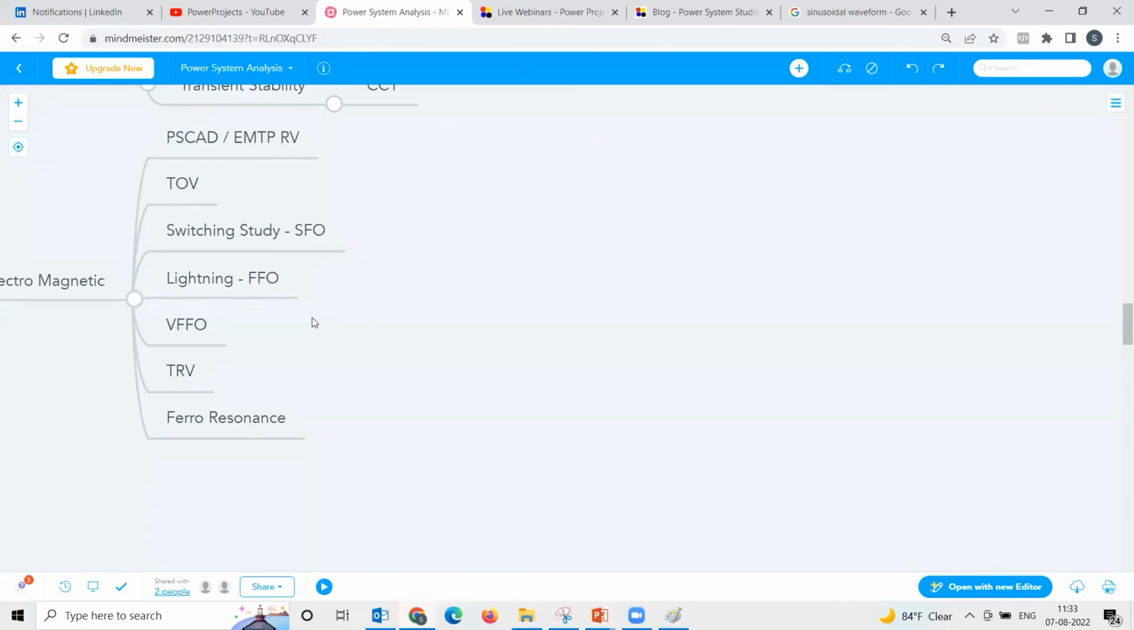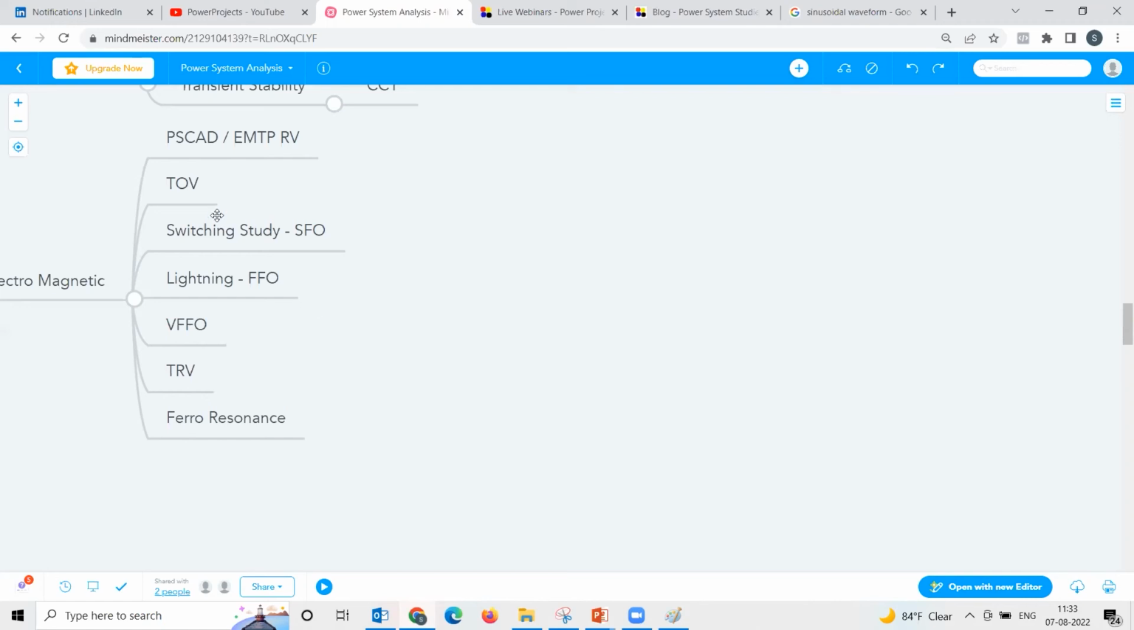I am energizing a transformer, energizing a transmission line, energizing a cable. All these things are probably electromagnetic transients, right? And this all comes under switching study. So what are the things which come under switching study? Energizing a transformer, energizing a cable, energizing a transmission line, energizing a capacitor bank. This all comes under switching study. I'm trying to switch the breaker. That comes under switching study.